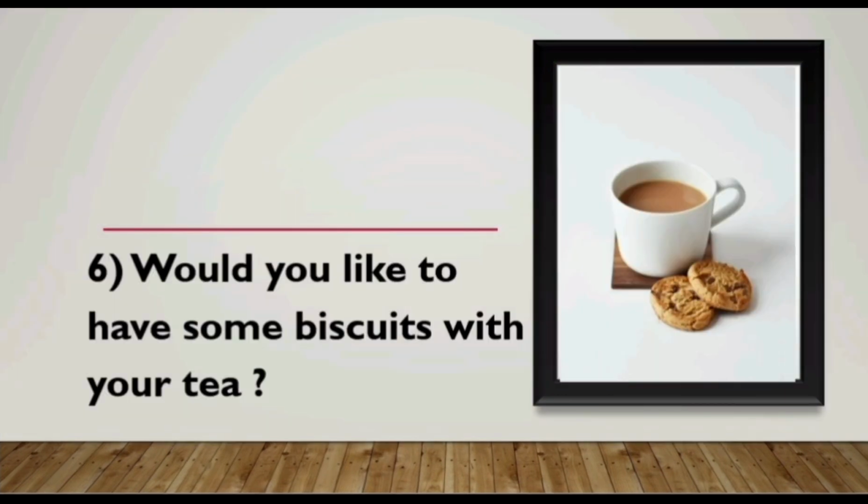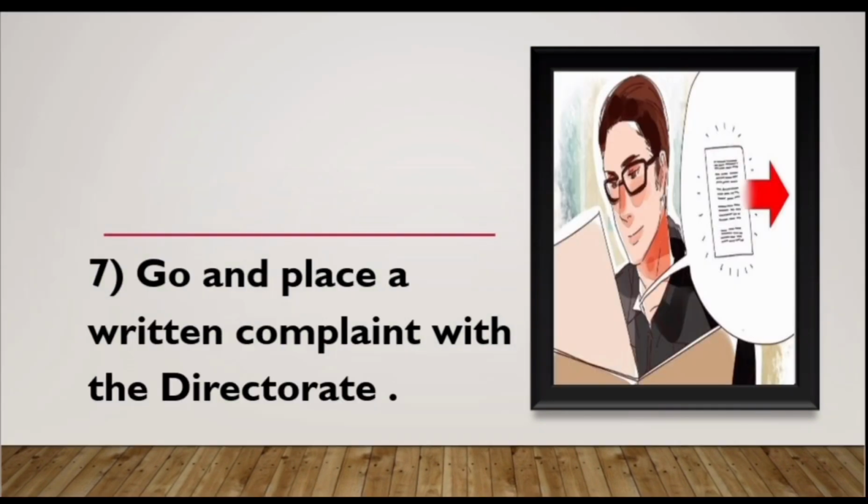Sentence number 6 is: Would you like to have some biscuits with your tea? You're asking someone's preference, and the sentence also ends with a question mark, which makes it clear that this is an interrogative sentence. An interrogative sentence asks questions and ends with an interrogative mark, that is a question mark, as punctuation.